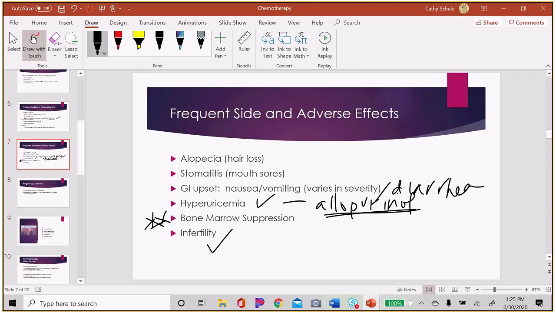And oftentimes, if young people have cancer, they often will do things to bank egg and sperm in case they want to maintain fertility. It doesn't mean that they for sure won't be able to have children, but because that risk exists, sometimes people do bank that stuff.